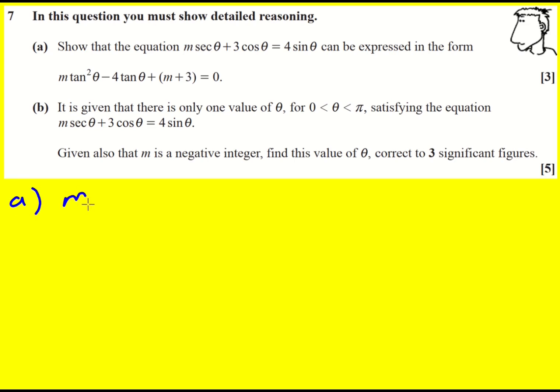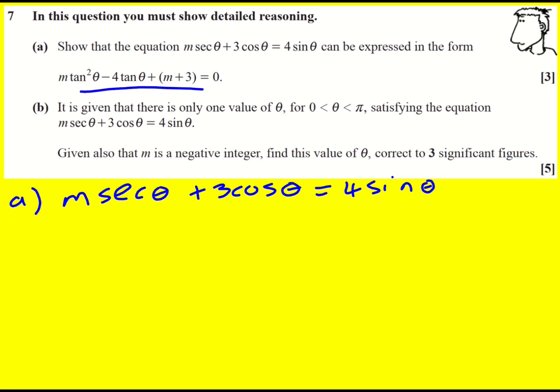This is an interesting question. We have m sec theta plus 3 cos theta is equal to 4 sine theta. We're trying to get a hidden quadratic in tan. Now in this hidden quadratic, there's two m's, first of all, and there's a tan squared. Maybe the biggest giveaway is where the 4 is, because we've got 4 sine theta over cos theta, whereas over here we've got 4 sine theta.